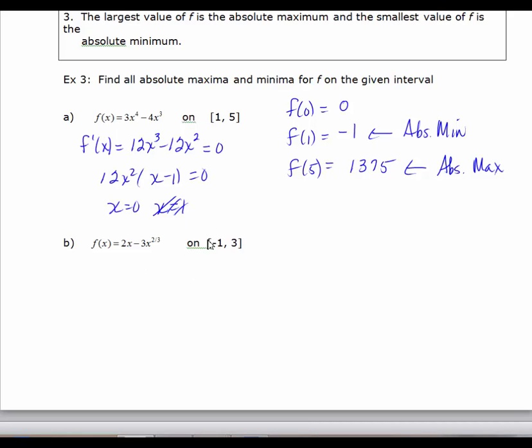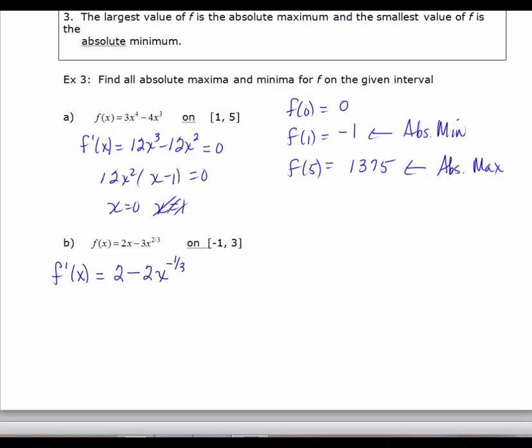Alright, in this example, we've got a closed interval from -1 to 3. We want to find our first derivative. F prime of x equals 2 minus, I'm going to have 2/3 times 3. So that's going to be 2x to the -1/3. And I want to find out where this derivative is equal to 0 and where it's undefined.